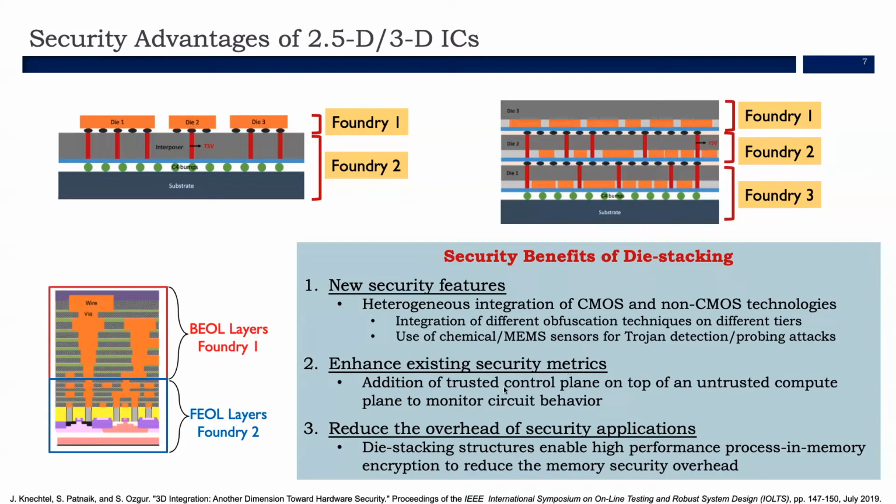The second security benefit is that it enhances the existing security metrics. That means the addition of a trusted control plane on top of an untrusted compute plane to monitor the behavior. The checks used to detect the presence of a Trojan can be performed using this additional plane.